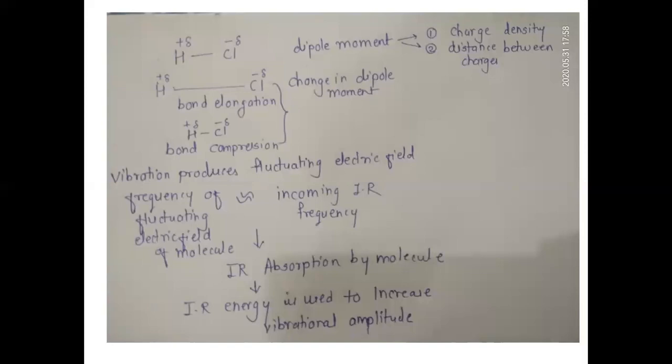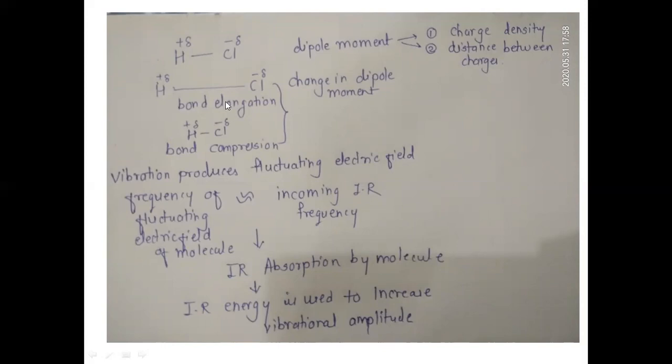these two charges. Now, if we are talking about a vibration, it means there is a change in the bond length or a change in the bond angle. Suppose here the bond length is changing. The distance between H and Cl is increased or decreased, say bond elongation or compression is taking place. So naturally there will be a change in the charge density. As the bond length changes, the distance between the two charges also changes, so naturally the dipole moment is going to change.